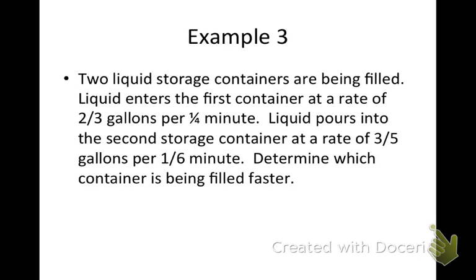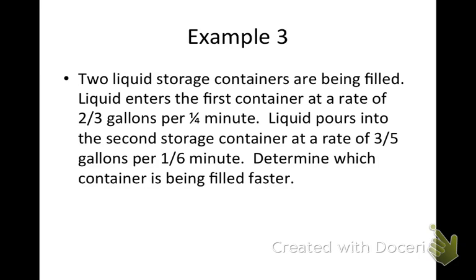All right, example 3. 2 liquid storage containers are being filled. Liquid enters the first container at a rate of 2/3 of a gallon per 1/4 minute. Liquid pours into the second container at a rate of 3/5 gallons per 1/6 minute. Determine which container is being filled faster. So in order to compare this and problems like this with unit rate, you want to calculate the unit rate and then compare those unit rates. So we want to know per 1 minute for each of them.